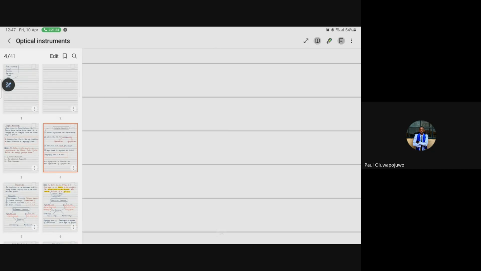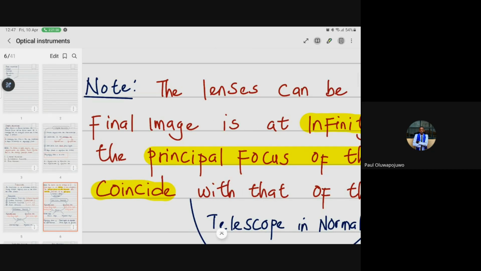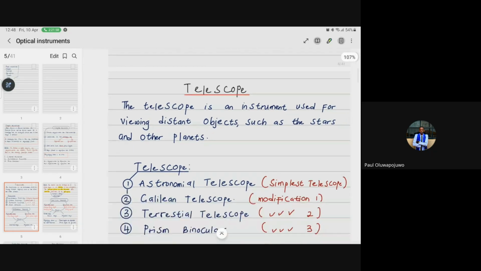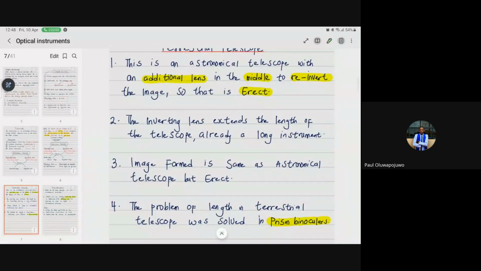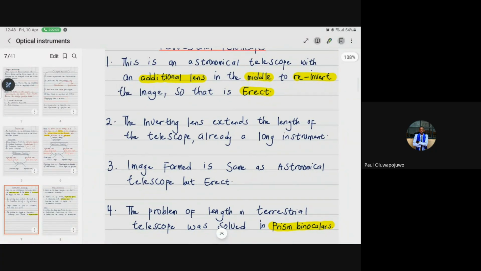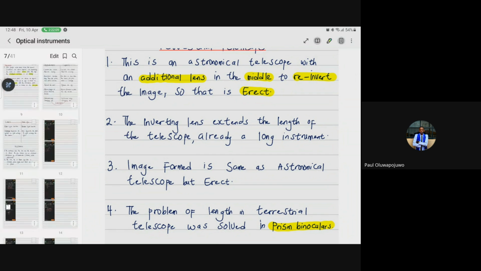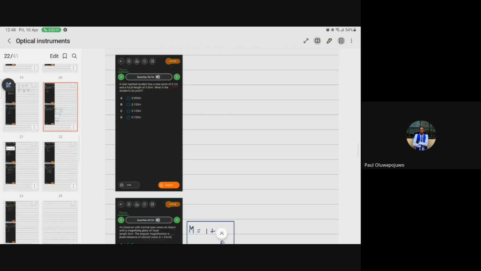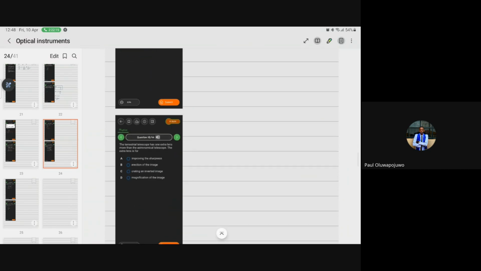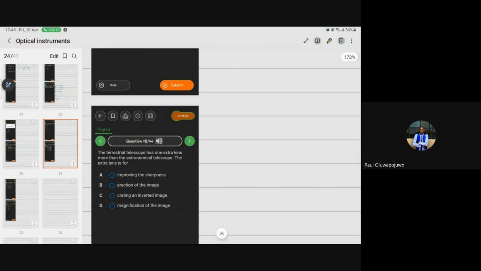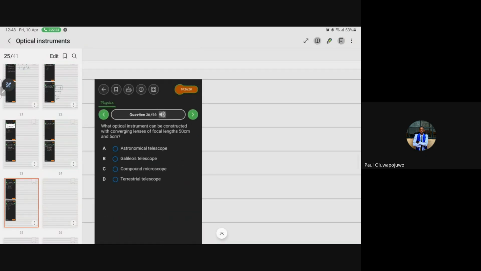Very important. Look at it here. B. Who is saying B? Meso said B. And we know why. So that is to reinvert the image, so that it can be erect. Please take note of that. It is in the slide. Meso said B, so erecting the image. Thank you, Meso. You're following, right?